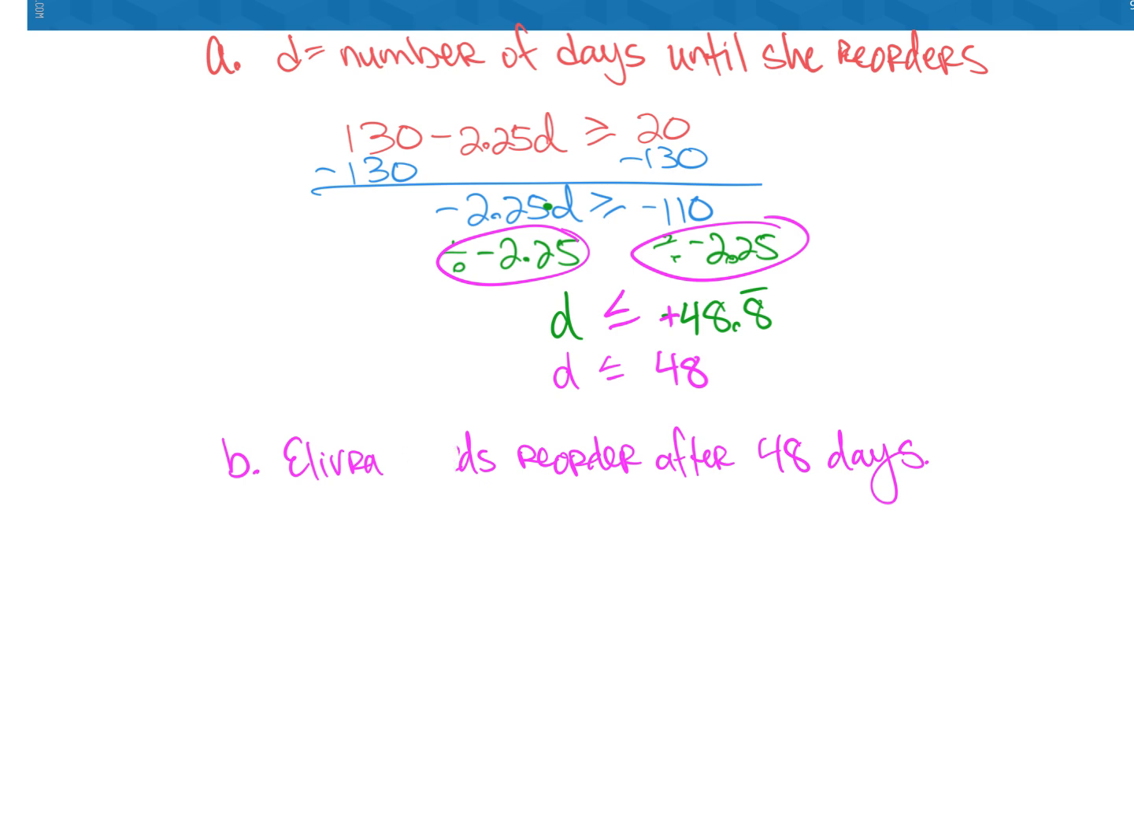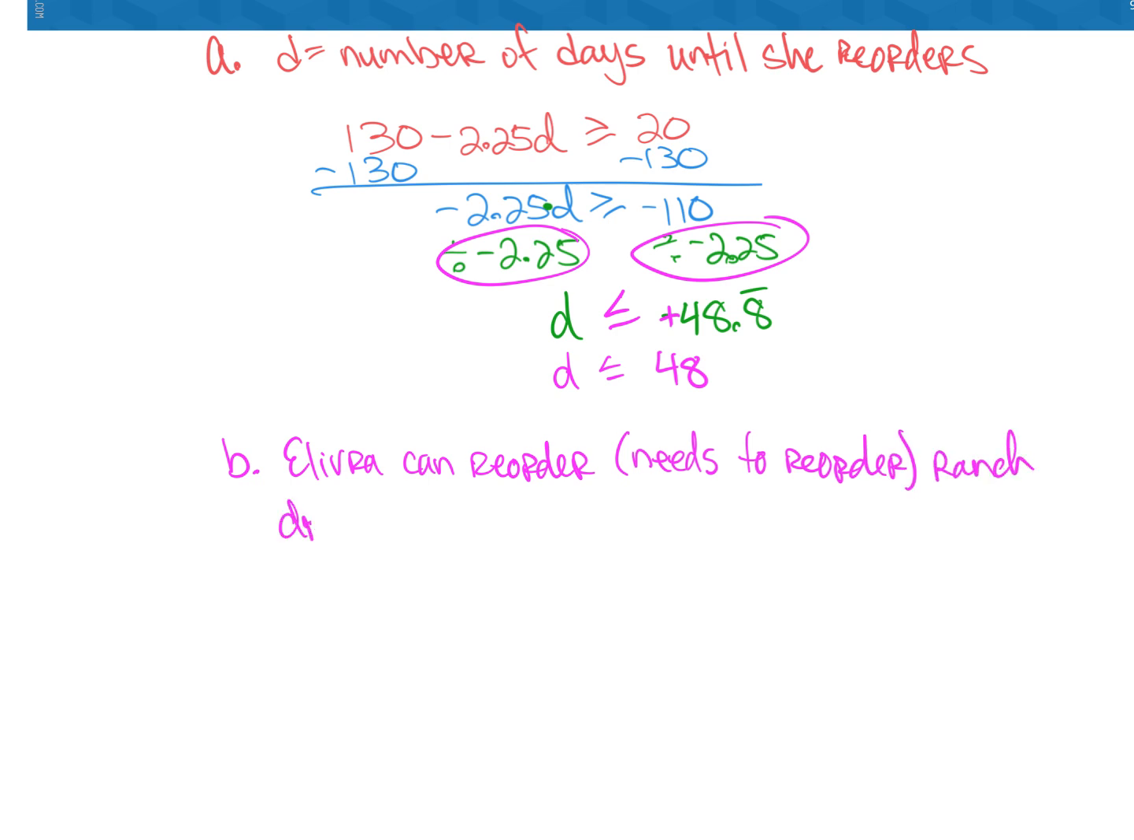So Elvira can reorder or needs to reorder ranch dressing, because that's what we're looking at, between 0 and 48 days.